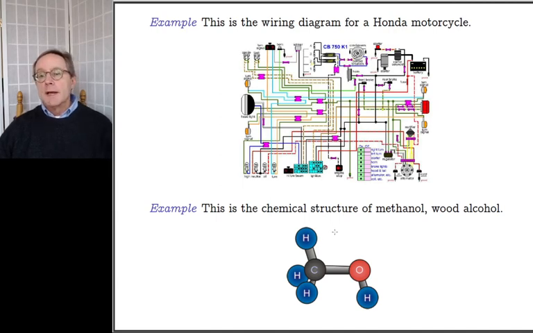And one more example here, this is the chemical structure of methanol, the chemical structure of wood alcohol. And so clearly you can view some aspects of methanol on a purely graph level, that these three H's are connected to that one C, and this one H is connected to that O. So there are some purely graph aspects of the structure of the molecule.